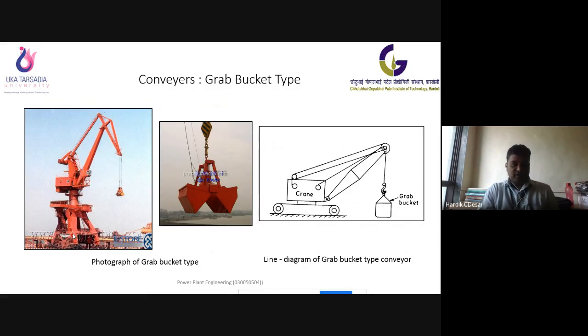Okay, this is the crane. This is the structure, or you can say the foundation. So this is the extension of arm. Okay, so the wires are supported in these arms, and the motion of this grab bucket is being controlled with the help of these wires. Okay, so in the magnified view, your grab bucket will be like this.